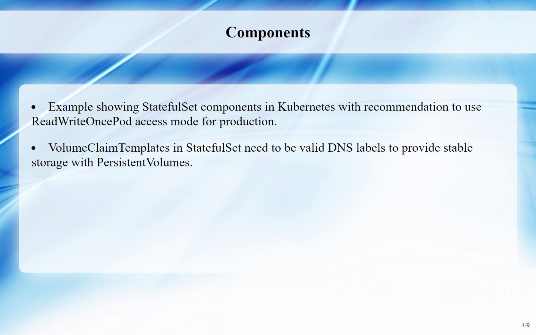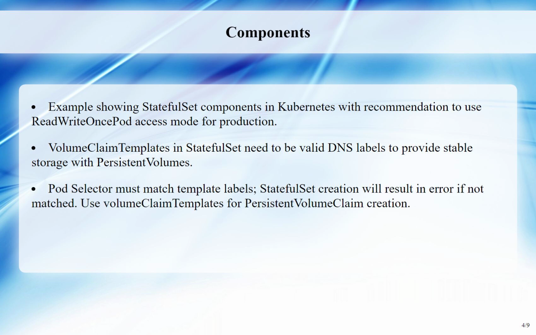The volume claim templates provide stable storage using persistent volumes provisioned by a persistent volume provisioner. The name of a stateful set object must be a valid DNS label. The pod selector must match the labels of its template for proper functioning, and failing to do so will result in a validation error during stateful set creation. The volume claim templates field can be used to create a persistent volume claim for stable storage.